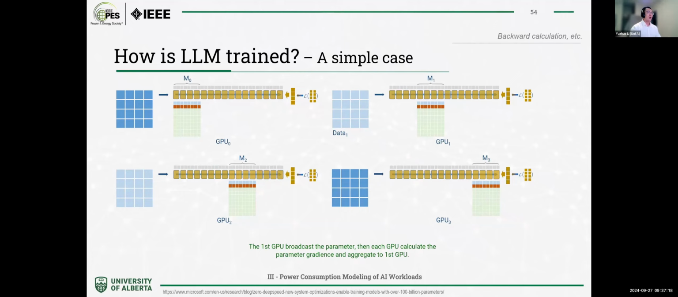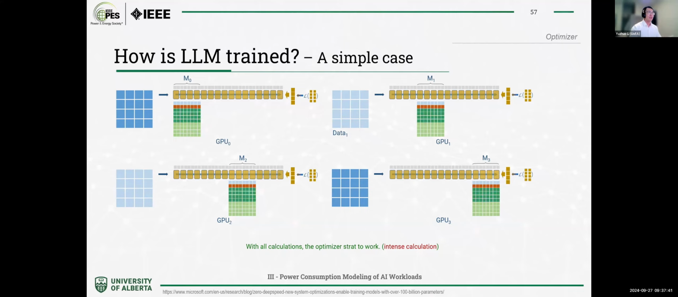So at the end, all the GPUs have their calculated gradients, right? So what we do is enable the optimizer to calculate the revised parameters, or more accurate parameters, to update the model, right? So this involves intense calculation until the end. For example, in this particular case, the optimizer will give the float32 revised parameters for each GPU. This is a very intense calculation.